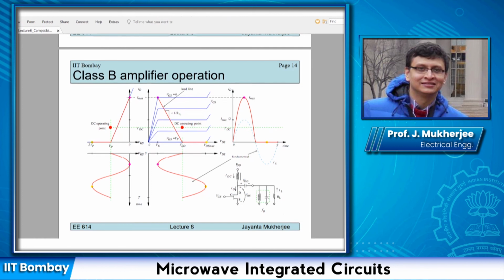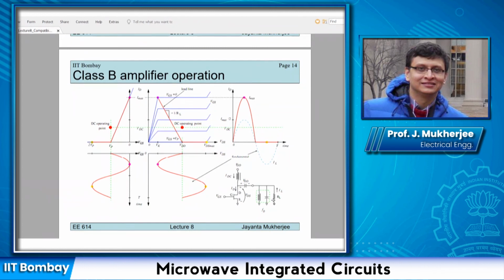Now, because VDS is also 50%, the drain current is a half sinusoid, and because it is a half sinusoid, there will be significant harmonics which are absorbed by this resonator, and at the output I simply have a sinusoidal current.